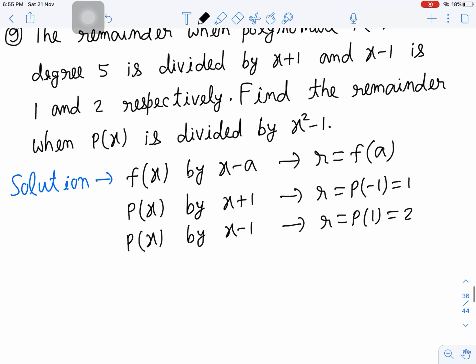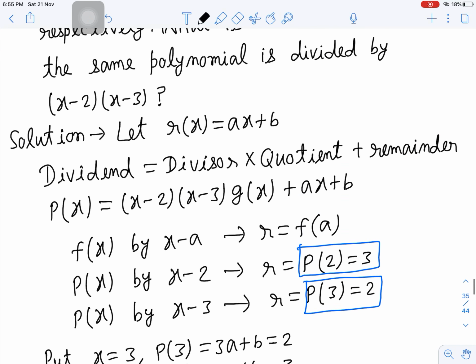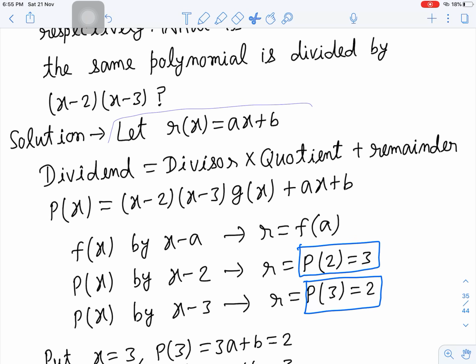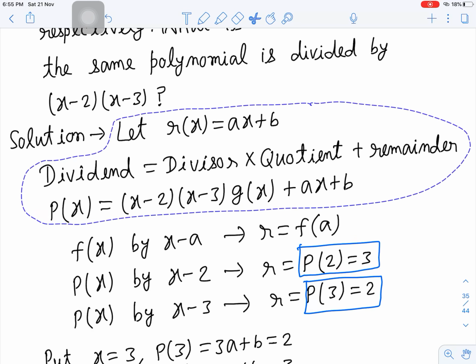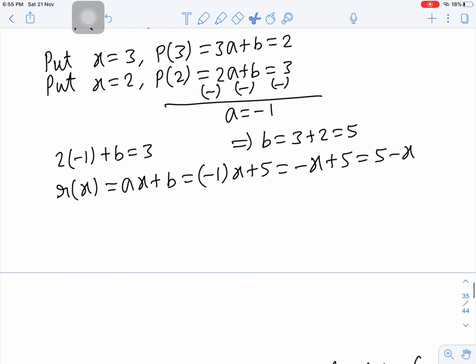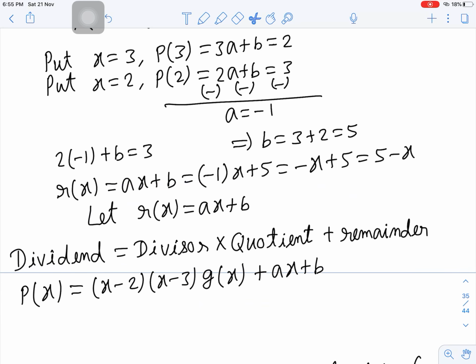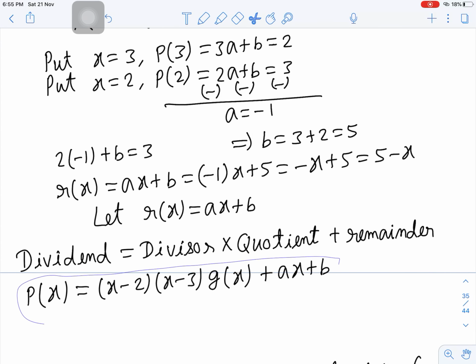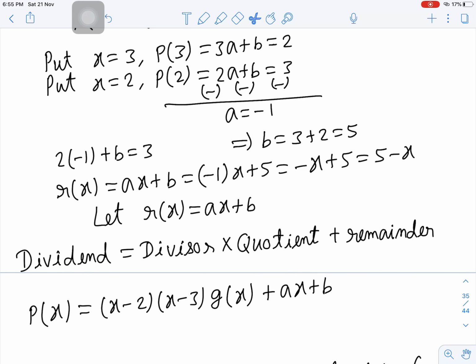Okay, now coming to the question, you will do the same thing again. Dividend is equal to divisor into quotient plus remainder, and you can assume the remainder as r of x equal to ax plus b. Only difference is the quotient and the remainder are changing here, right? The divisor is changing.